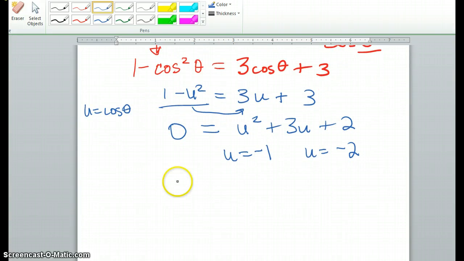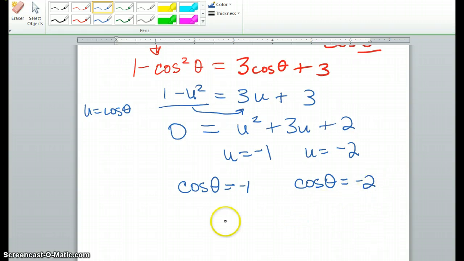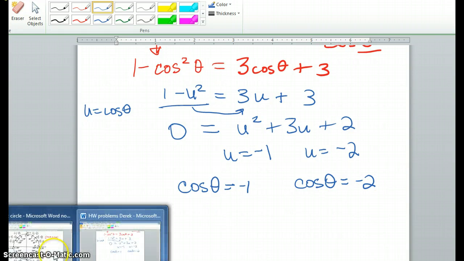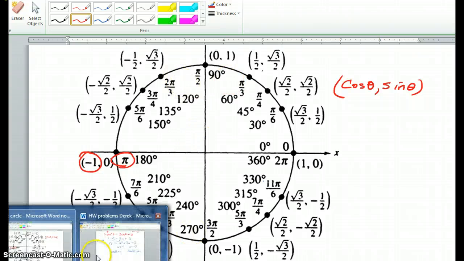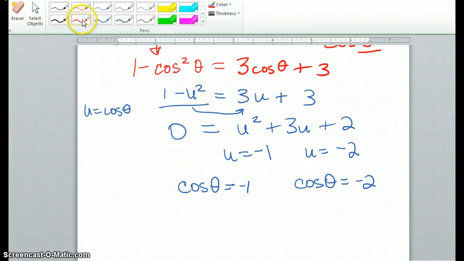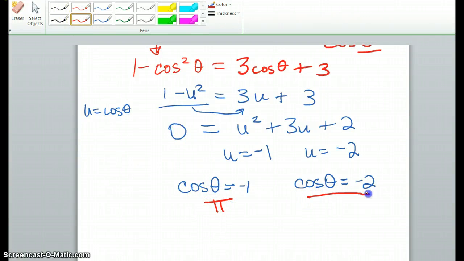Again, it's cosine theta. So cosine theta is equal to -1. Cosine theta is equal to -2. Alright, so looking at our unit circle, cosine equal to -1 would be here. Cosine is -1 at pi. And that's it. So our answer here would be pi. Cosine is never going to be -2, so this answer is not possible. So you only have one answer, that's pi.